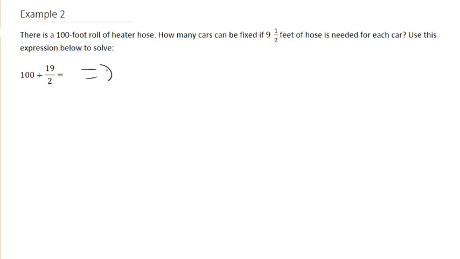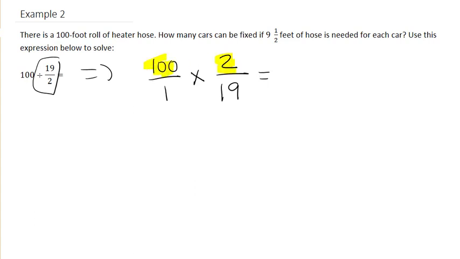So once again, this expression is going to become 100 over 1, because that's how we make a whole number into a fraction. Then we're going to multiply by the reciprocal of the second term, so times 2 over 19. Now we can go ahead and multiply. So we get 100 times 2 and 1 times 19. So 100 times 2 is 200, and 1 times 19 is 19. And this would be its reduced form, as 19 is a prime number and doesn't go into 20.